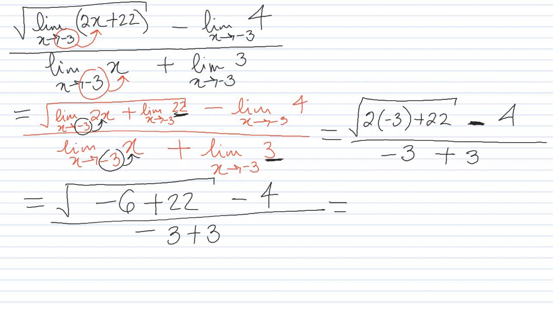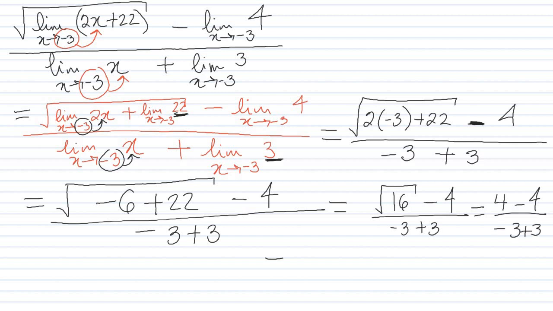So you have negative 6 plus 22. 22 minus 6 is 16. So you have the square root of 16 minus 4 over negative 3 plus 3. The square root of 16 is actually 4. So 4 minus 4 divided by negative 3 plus 3. What we end up with is 0 over 0. Now, this is not the answer. This is an undefined answer.